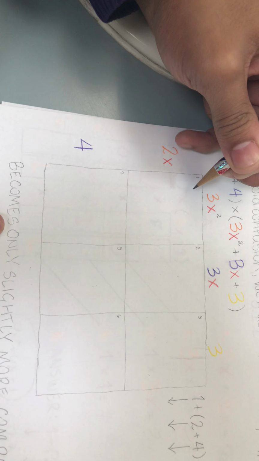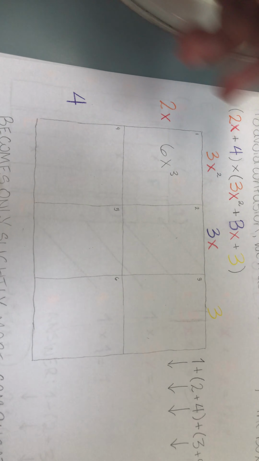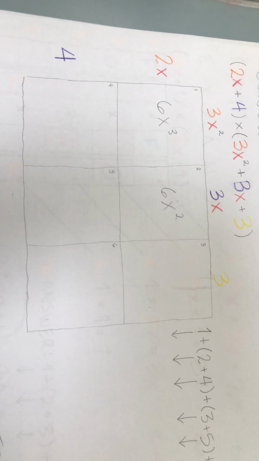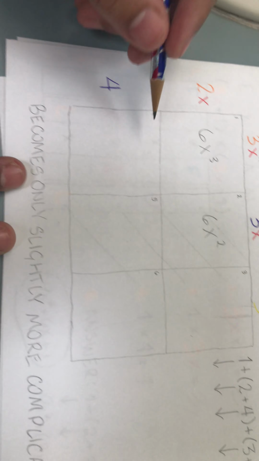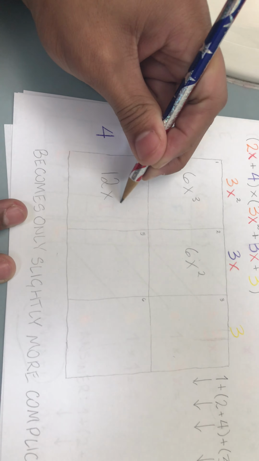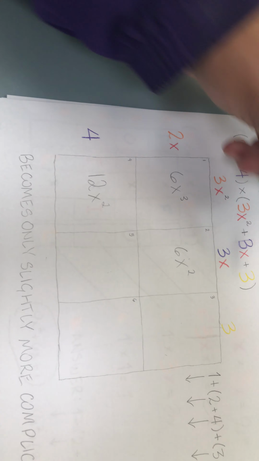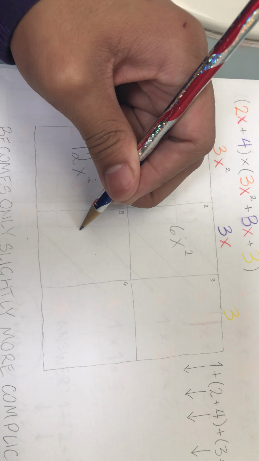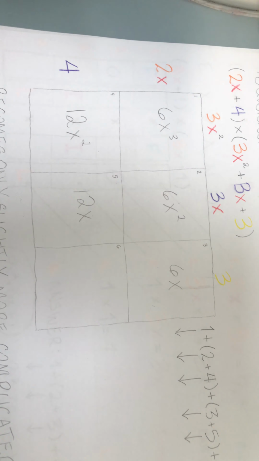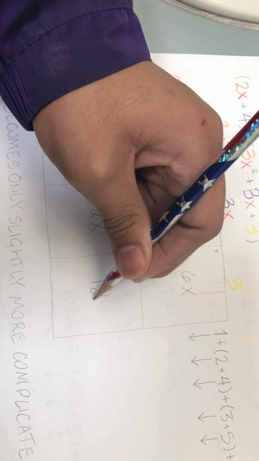So 3x squared times 2x. That's 6x cubed, right? Now let's go over 3x times 2x, 6x squared. Now we're going to go diagonal. We're going to see what this one is. 3x squared times 4 is 12x squared, like I mentioned before. In the end, we're just going to add this 12x squared plus this 6x squared. 3x times 4, that's 12x, just x. 3 times 2x, that's 6x. And we're going to add these two. And then 3 times 4 is 12.